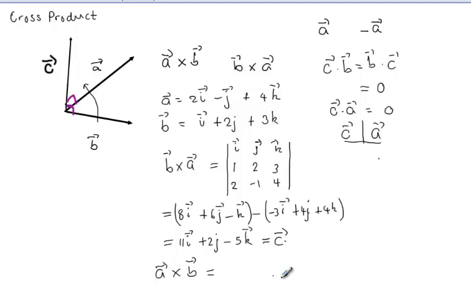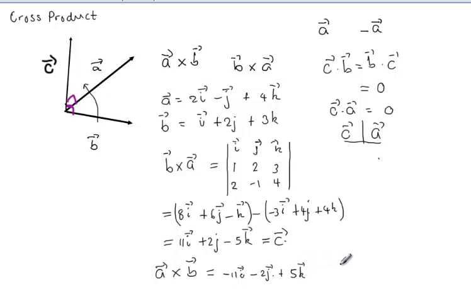Now that you're used to this, I'm going to give you less time now. Okay, let's see. Who has got the answer? Volunteer answer. Yes? Negative 11i, minus 2j plus 5k. That's good. That's correct.